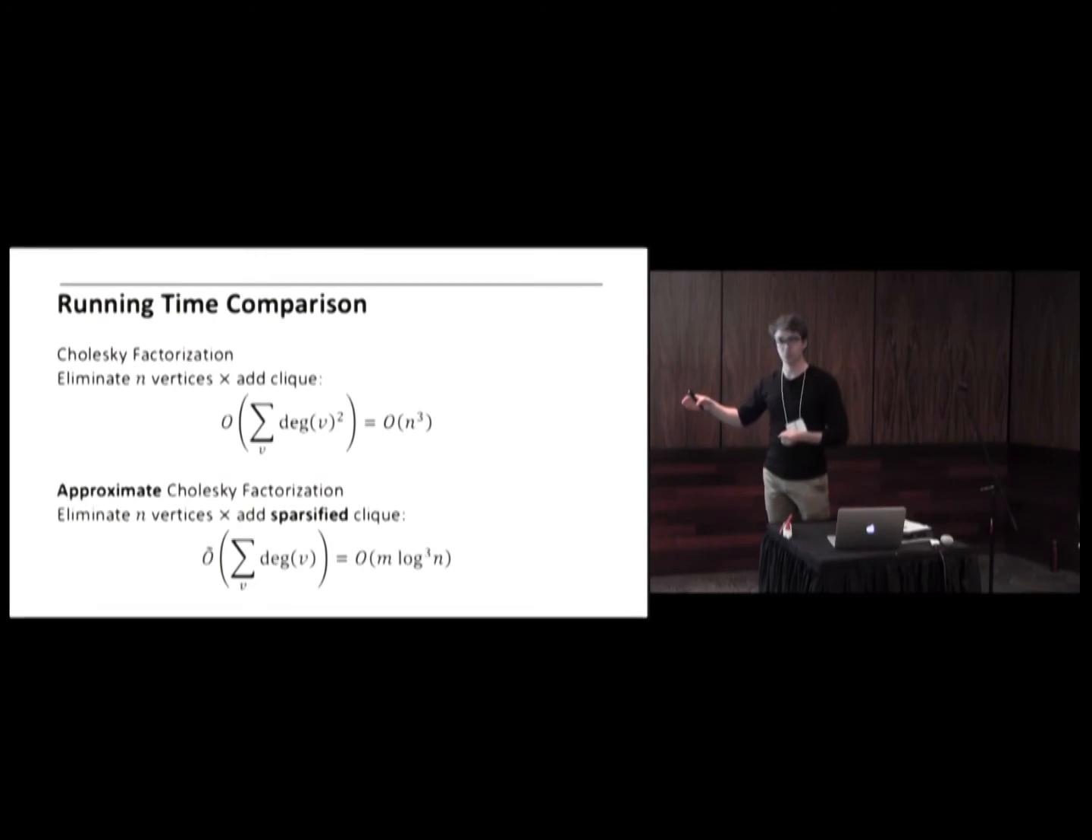In approximate Cholesky factorization, we instead eliminate n vertices, and each time we add a sparsified clique. This should only take on the order of the sum over vertices of the degree of the vertex we eliminated at the time. But now we're not adding these dense matrices anymore, so the degrees are not blowing up. And so this ends up just being m log cubed n.